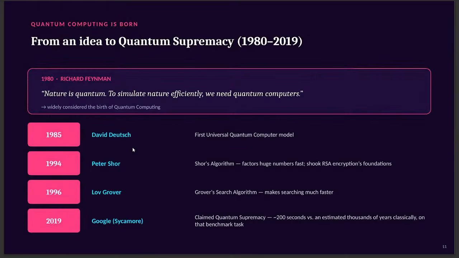And later, David Deutsch in 1985, just like a normal computer, introduced a universal quantum computer model. He imagined a quantum computer that could solve many different quantum problems. So it is not just about making things fast; it can also solve many problems. Then in 1994, Peter Shor created Shor's algorithm, Nana. This is a very, very important algorithm that is there in Unit 3 and Unit 4.